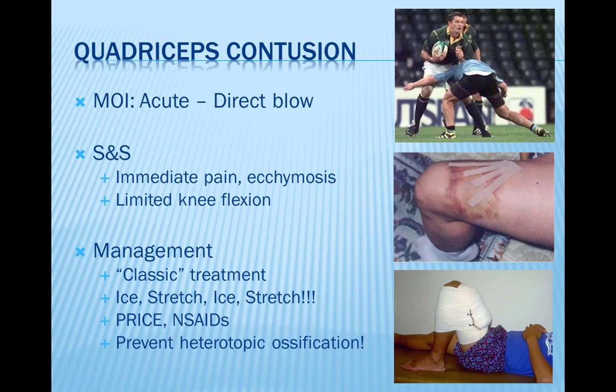Common signs and symptoms for quadriceps contusions include immediate pain, bruising or ecchymosis, and limited knee flexion. The initial treatment is critical in the successful outcome of a moderate or severe quadriceps contusion. Proper adherence to treatment protocols can minimize the possible complications of this type of injury. Immediate treatment includes utilizing the PRICE principle for treating sports injuries, with a focus on the immediate application of ice to reduce bleeding and swelling in the muscle tissue.